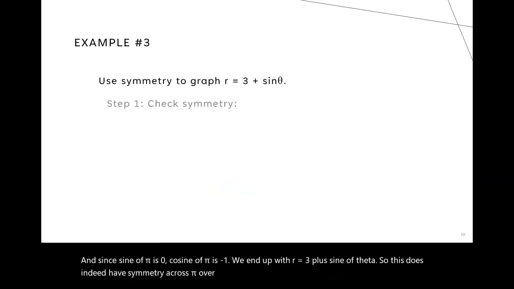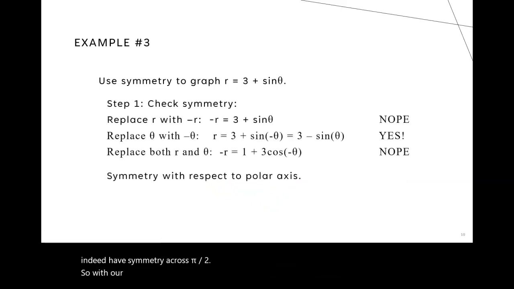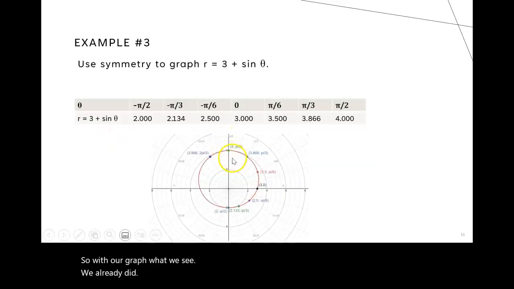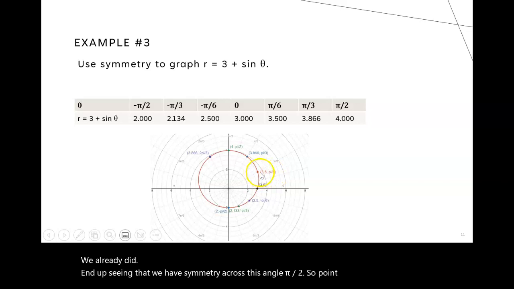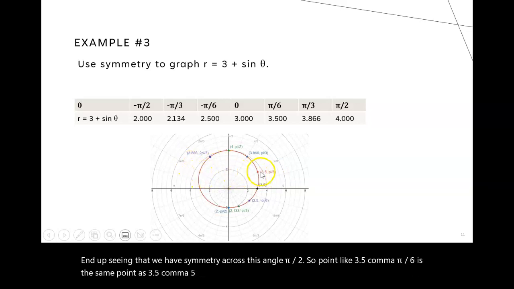All right. So with our graph, since we already did that, we end up seeing that we have symmetry across this angle pi over 2. So a point like 3.5 comma pi over 6 is the same point as 3.5 comma 5 pi over 6. So you see that it's reflected over that axis.